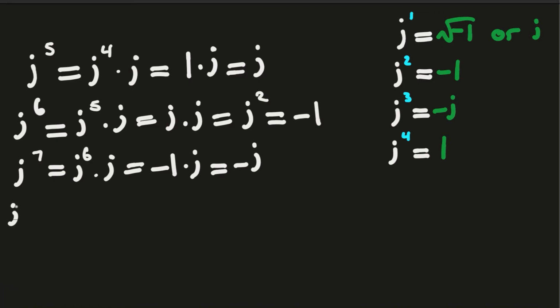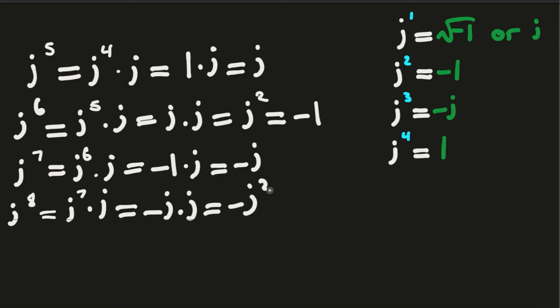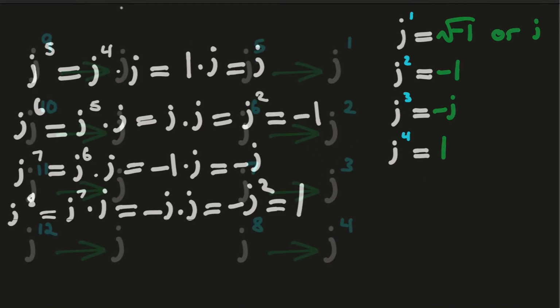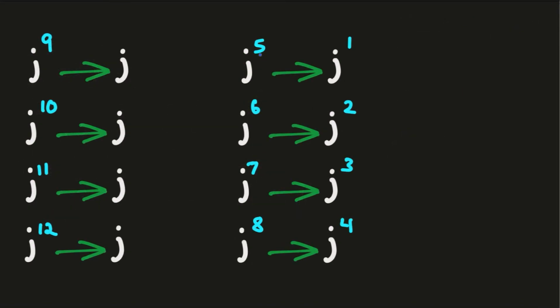And finally, I to the eighth power is simply equal to I to the seventh times I. We know that I to the seventh is negative I. And once again, we're left with the same problem in our original expressions, meaning that negative I squared is simply 1, or I to the fourth. We know that I to the 5th simply reduces to the first, 6th reduces to 2nd, 7th reduces to 3rd, and 8th power reduces to 4th.